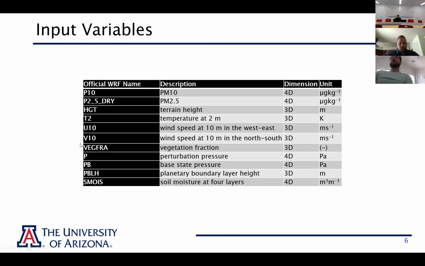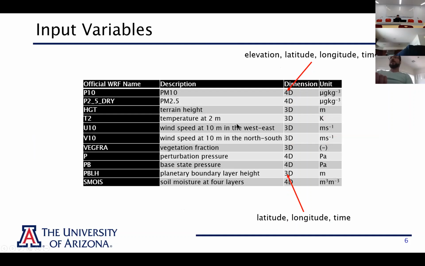Most of the literature focused on 2 or 3 variables. We have 11 variables here, including the dependent and independent variables. We had this flexibility because we get all these variables out of WRF. Some of the variables came as 4D: latitude, longitude, elevation, and time. And some of them came as 3D: latitude, longitude, and time. So we had to post-process the 4D variables to change them to 3D.